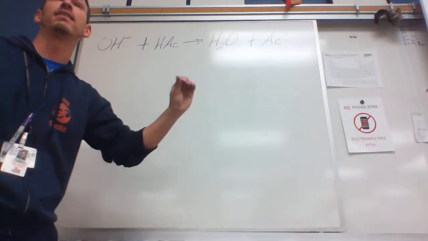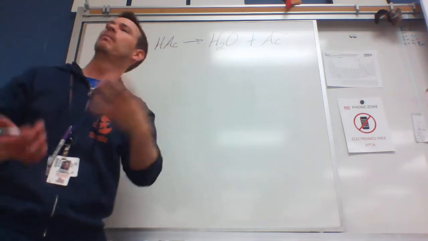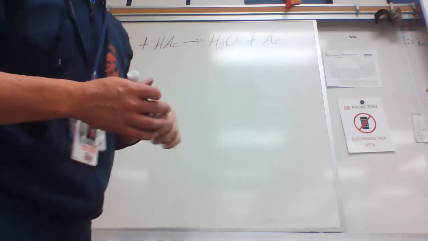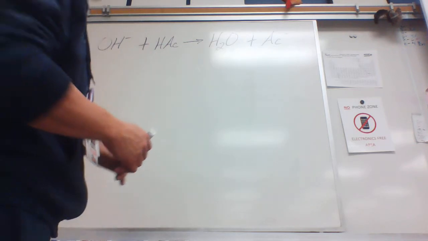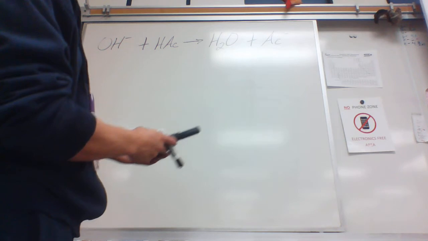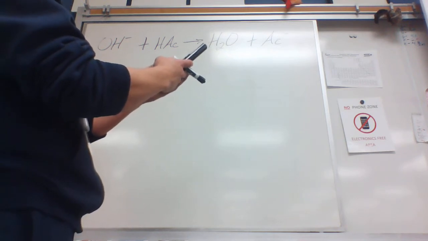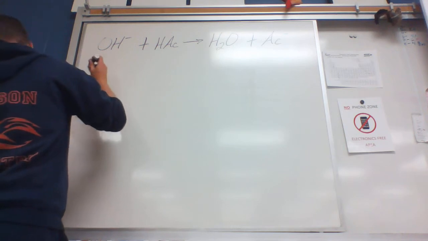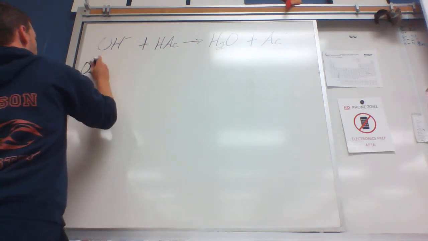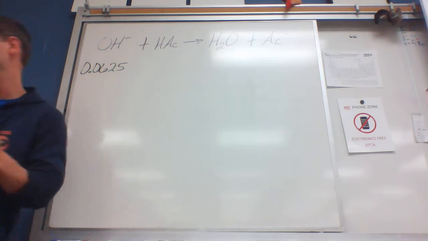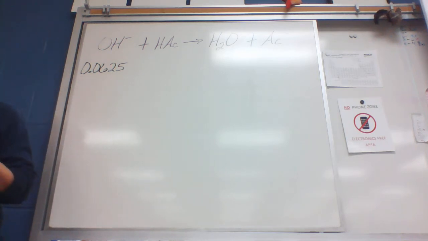I need to know who wins, which means I need to find the limiting reactant based off moles. For the NaOH, I'm going to go 0.125 times 0.500, and I'm going to get 0.0625 moles.